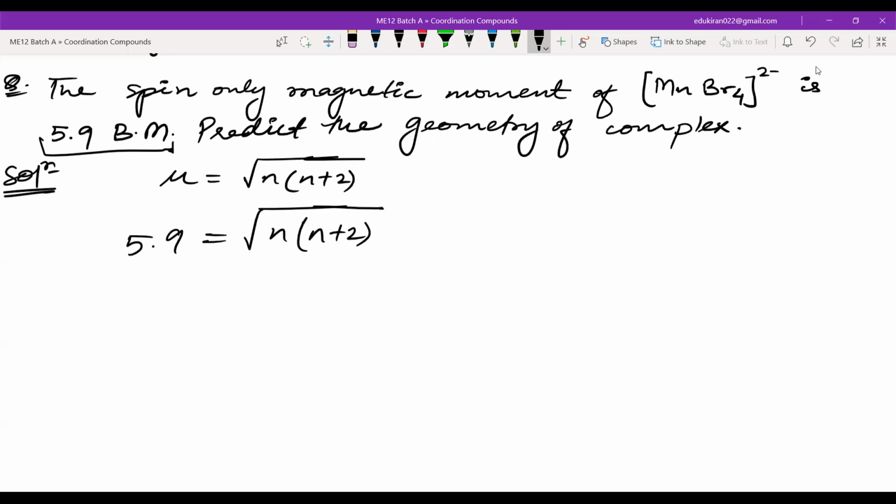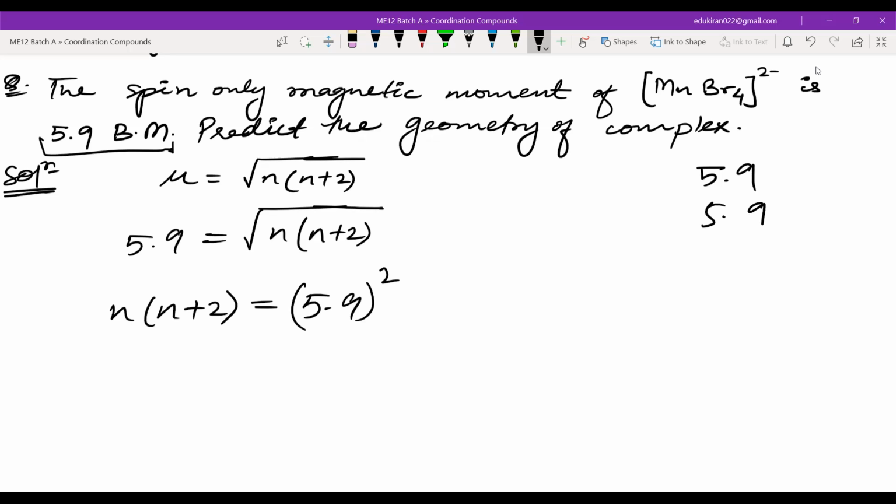Now what will happen? You can put this here. So this will be equal to n into n plus 2 is equal to 5.9 whole square. Correct? 5.9 whole square. Then what you will do? You have to multiply. Right? In all these things, please don't get lazy.